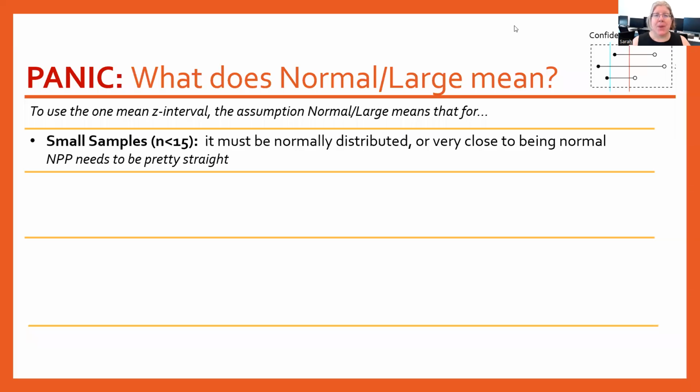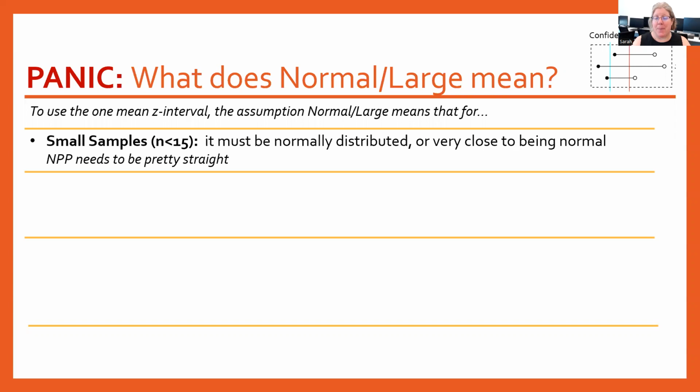I want to take one more look at the assumptions and conditions for using a one mean z interval. And specifically, I want to look at this condition of normal or large. So there's a lot of details here in terms of if the problem states it's normally distributed, or if it's something we know is normally distributed, like heights of people, lengths of fish.